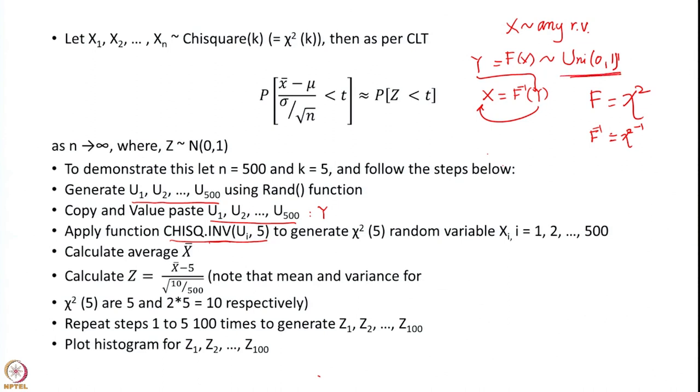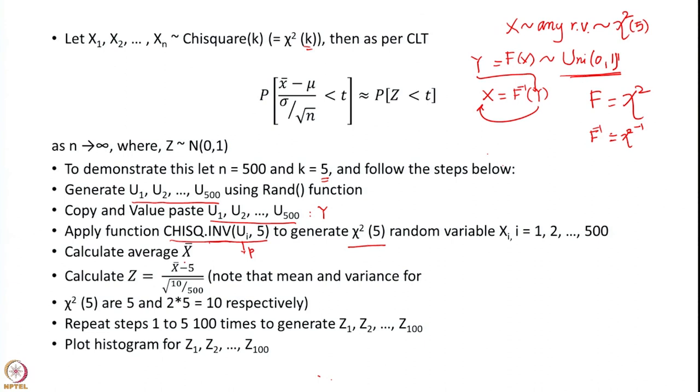Remember, this is a probability, coming from a uniform random variable, uniform 0 to 1. And this is what we have taken as the degrees of freedom of the chi square distribution, and we generate chi square phi random variables xi. So, if I had said that this is xi chi square phi, then I am generating x1, x2, x3, x500.